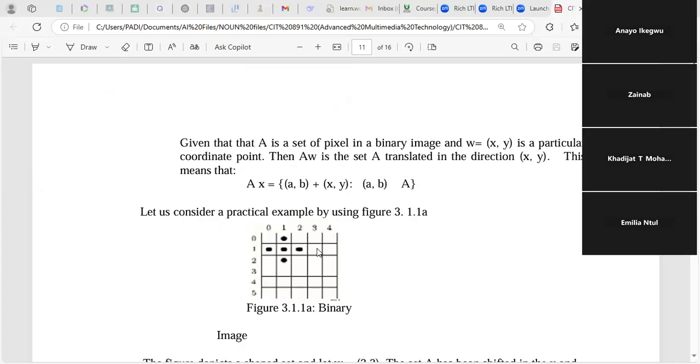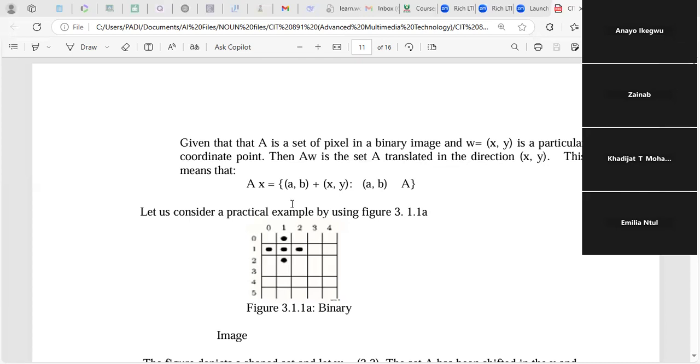Take for instance, A is a set of pixels in a binary image where W equals X and Y. Given these equations, W is a particular coordinate point, X is the x-axis coordinate and Y is the y-axis coordinate. Then when we write A plus W, remember that A is a set of pixels and W is a coordinate point. When you marry the two of them together, this translates to a certain direction, X, Y.